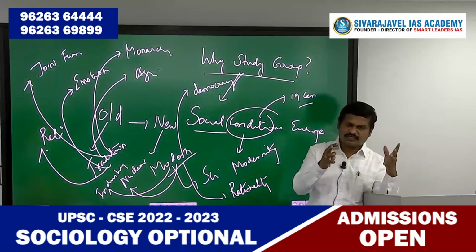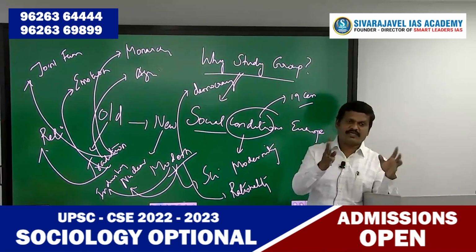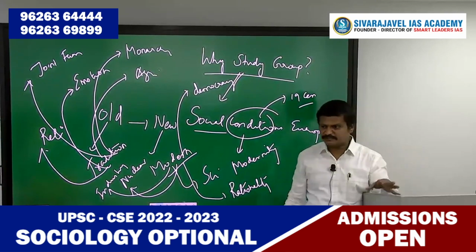Modernity means new society. New society came with new problems. To study new problems came a new subject. That new subject is called sociology.